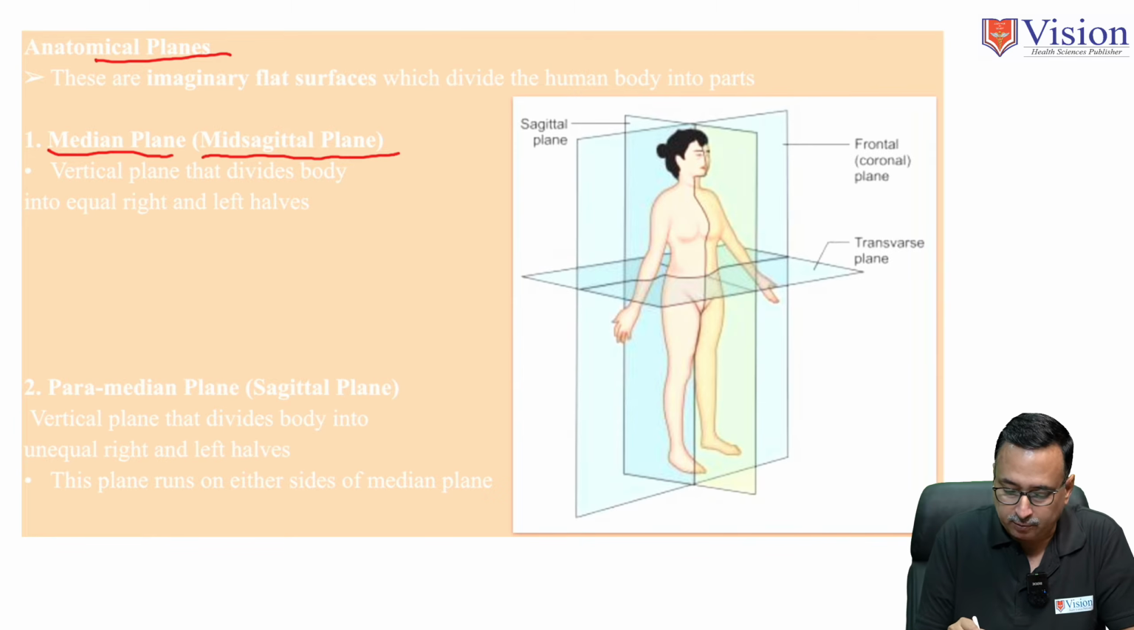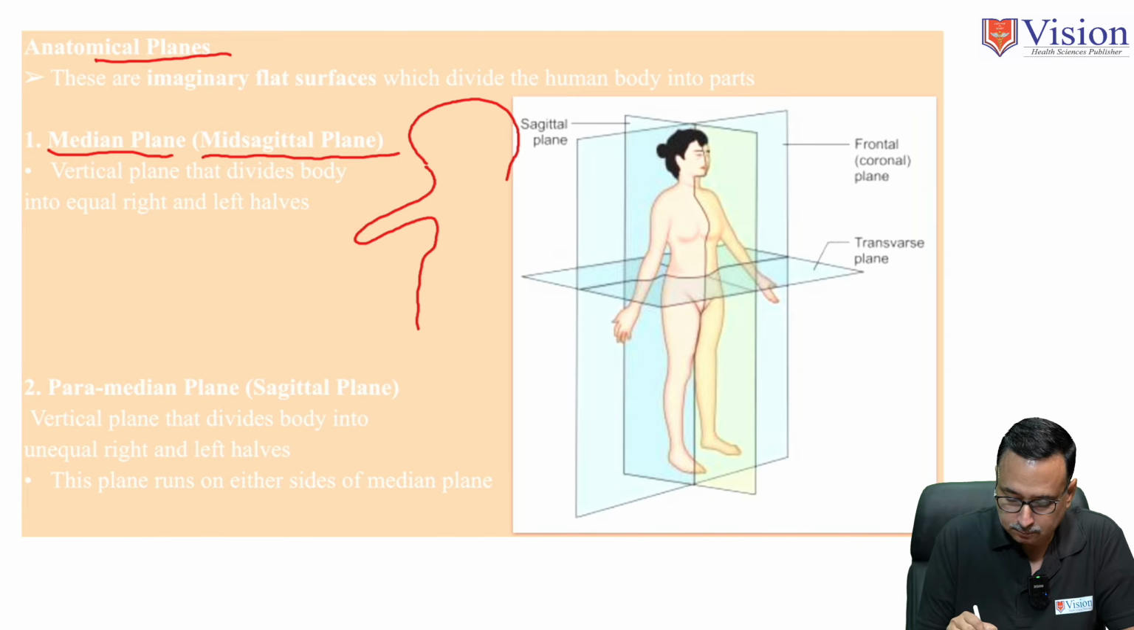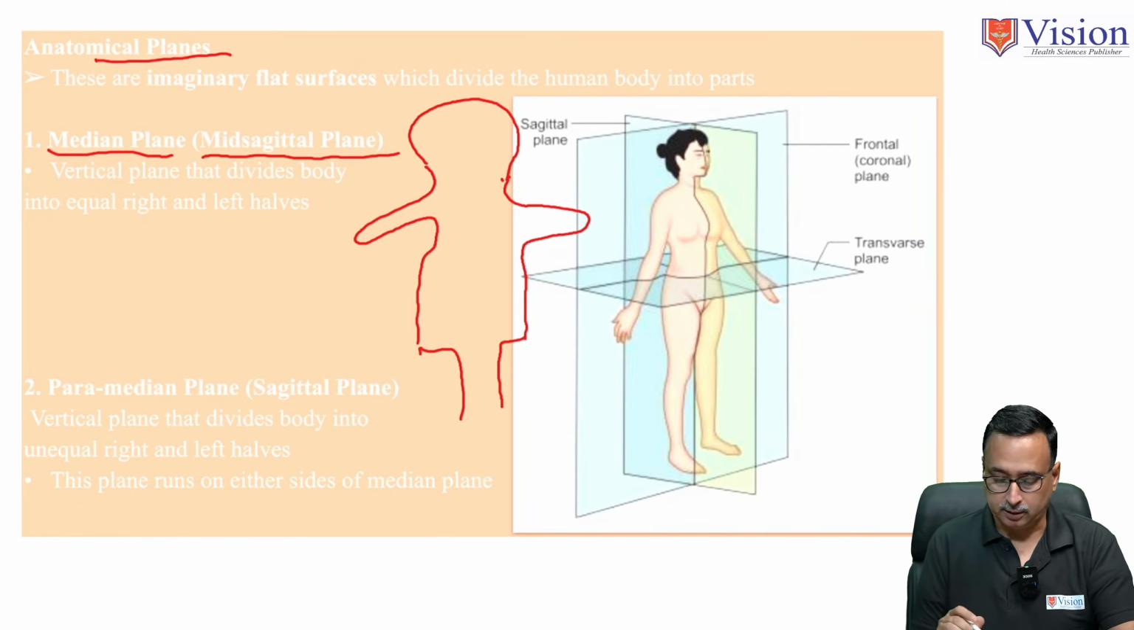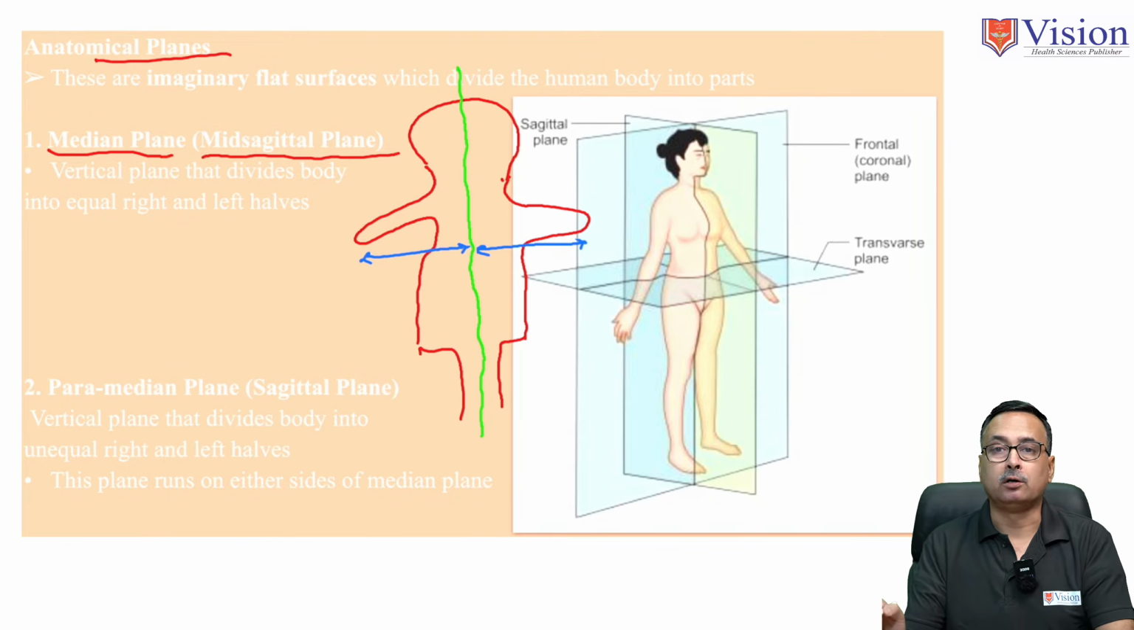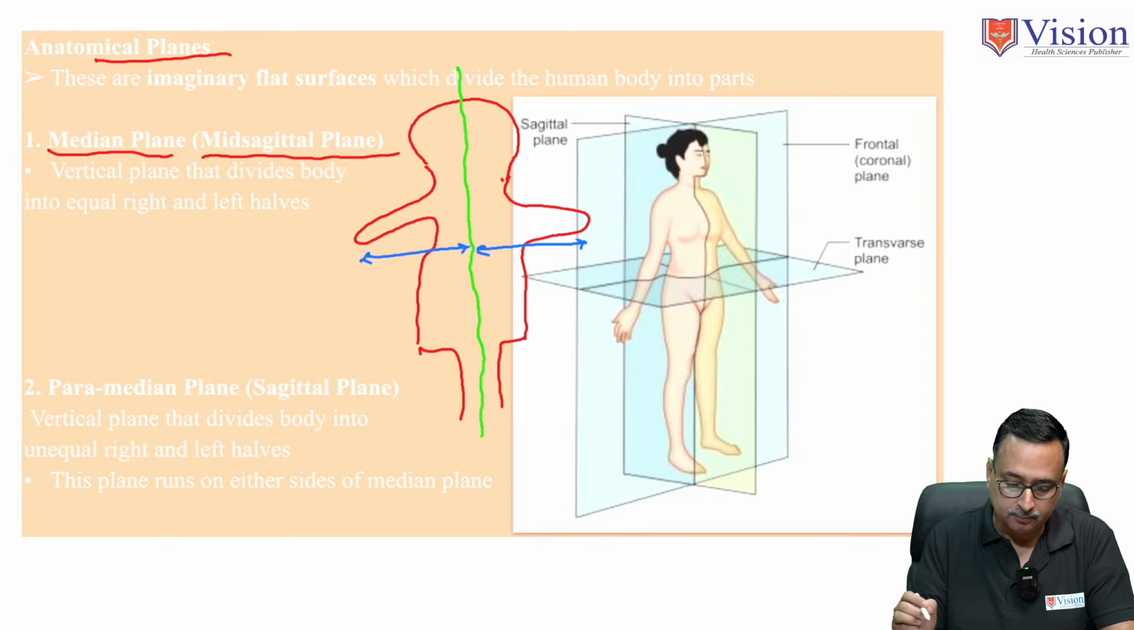So I will draw it over here. It's an imaginary human body. If a plane which is vertical passes from the top of the head, then it divides the body in two halves. This is called the median plane or mid-sagittal plane.